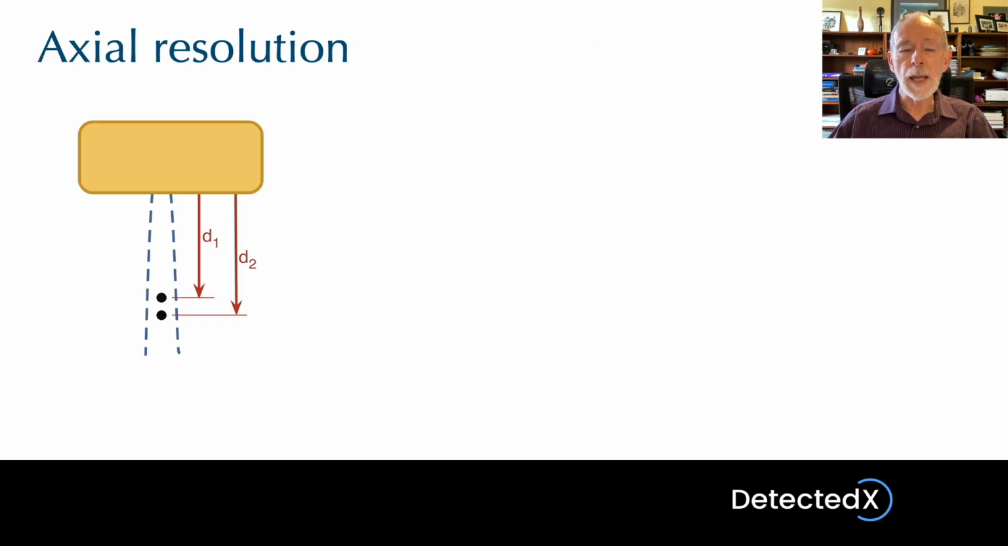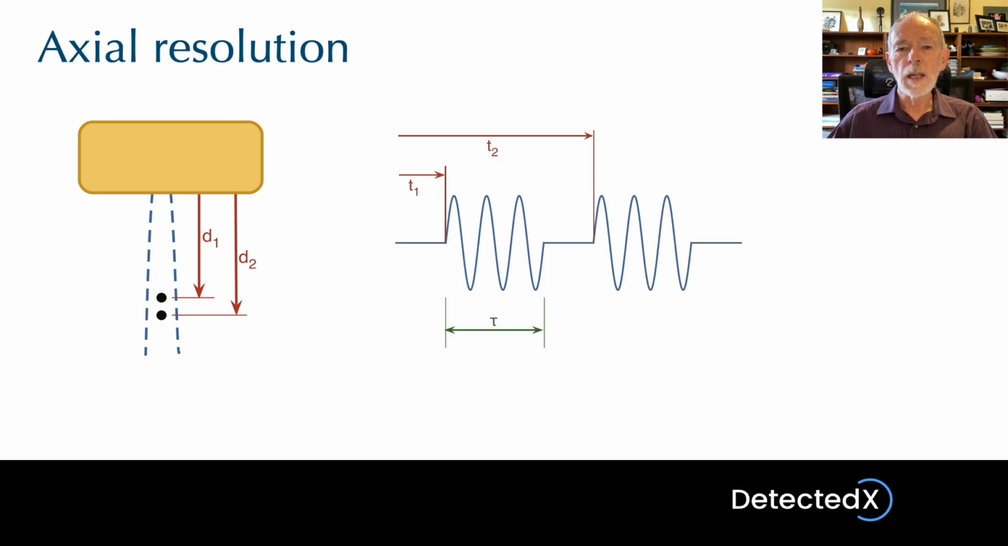So I'll start by looking at axial resolution, which remember is resolution in depth. Imagine we have 2 different objects at slightly different depths, one of them at a depth D1 and the other one at depth D2. Let's look at the echoes. The echo from the more superficial tissue arrives at time T1 after the transmit pulse, and then the second echo arrives a bit later at time T2. I'm also showing the duration of the transmit pulse, which of course is equal to the duration of the echoes, and I've labelled that tau.